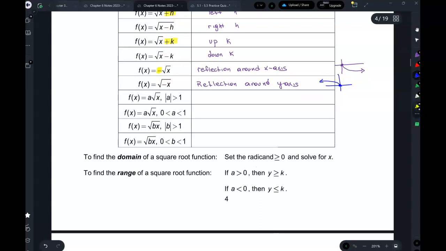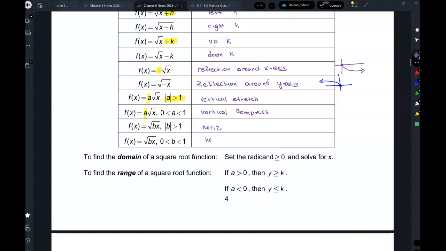Okay, if you have a coefficient outside, if the absolute value of the coefficient is greater than 1, this is a vertical stretch. If it's between 0 and 1, it's a vertical compression. And then here, for both of these, we're just going to call them a horizontal dilation. I don't need you to specify one or the other.